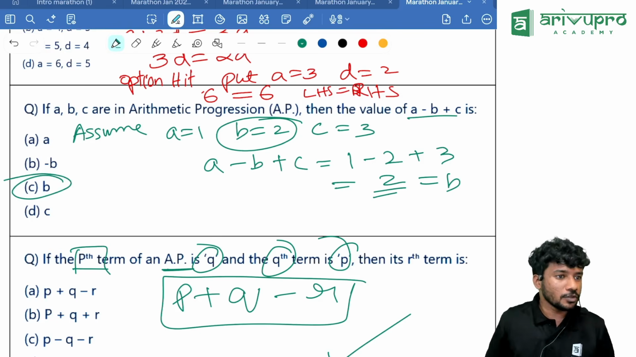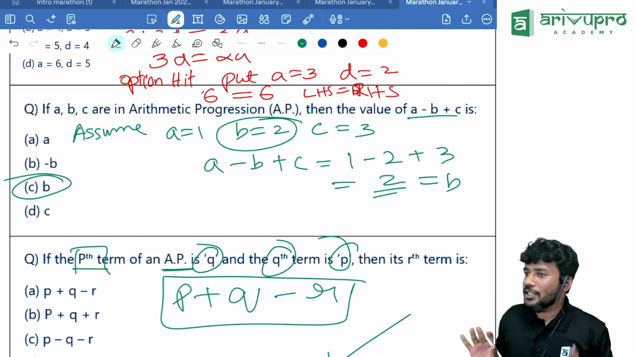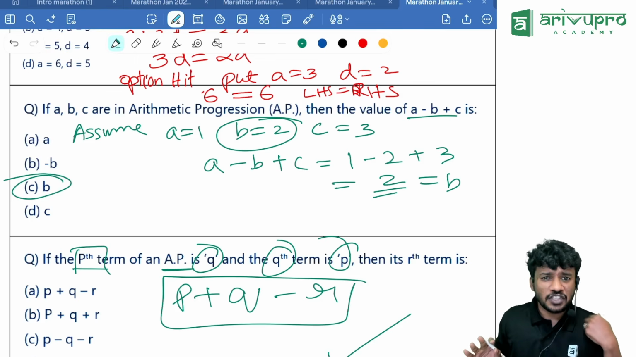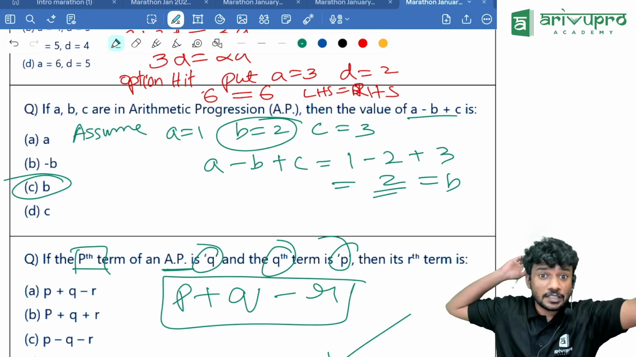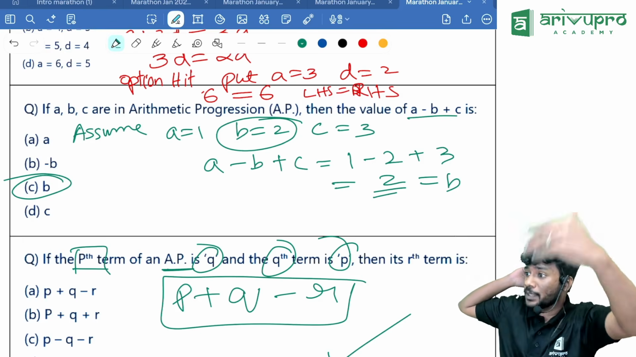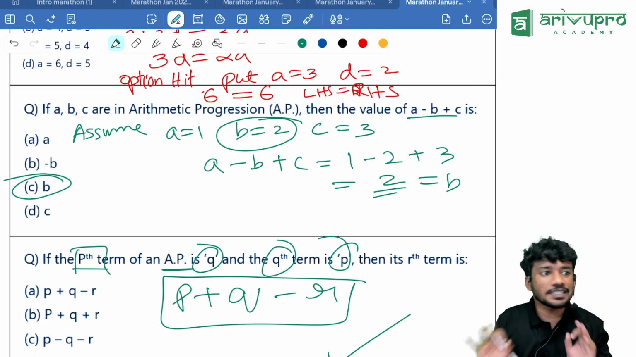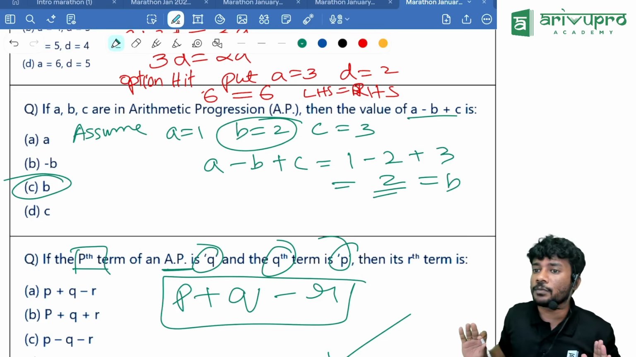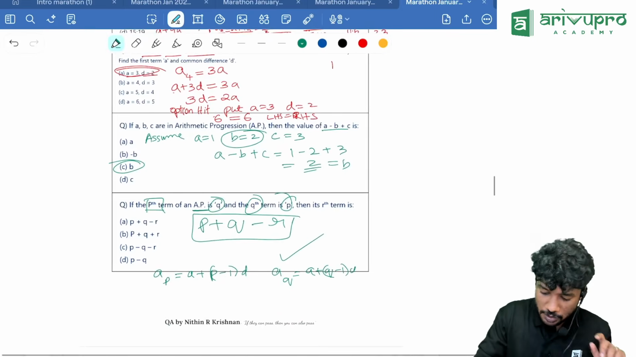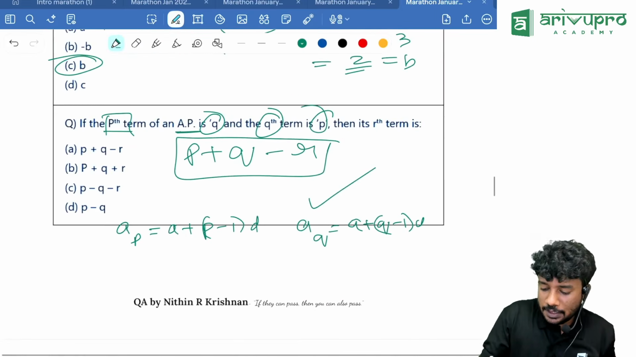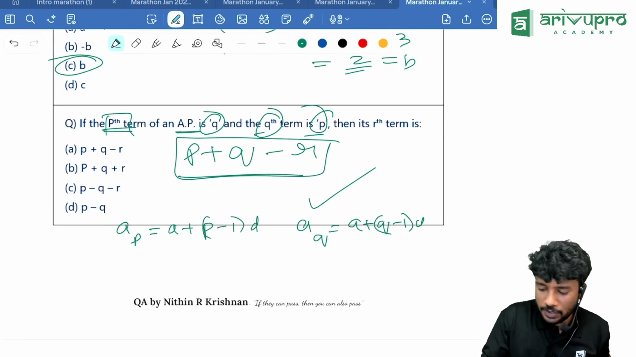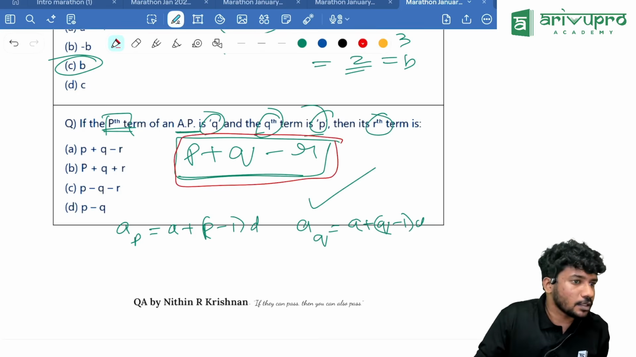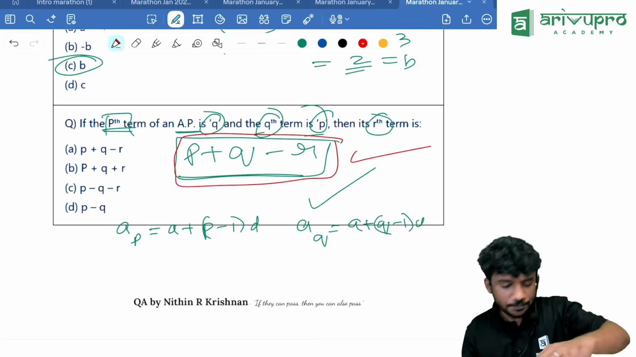Don't need to put too much effort into solving questions like this. Whenever they are saying that A, B, C are in AP, assume some values. Whenever they are saying that A, B, C are in GP, assume some values and go about it. Certain questions we can't do that way, that also I'll show you. Now the previous question, which one was that? It is a direct theorem. Pth term of an AP is Q, qth term of an AP is P, then rth term is P plus Q minus R. Direct answer.